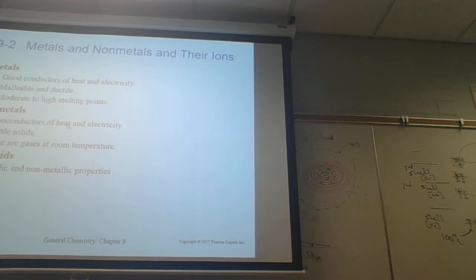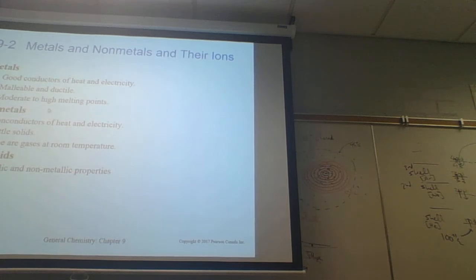And so we identify metals based on their properties. Metals all are good conductors of heat and electricity. Metals are malleable and ductile. Metals have moderate to high melting points. Metals are chemically reducing agents. And then we have nonmetals, and then we have the metalloids, which have properties between them.